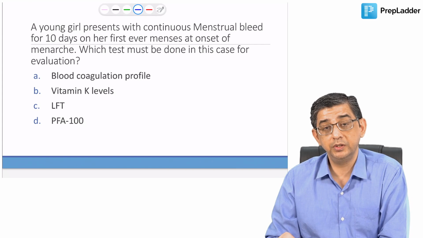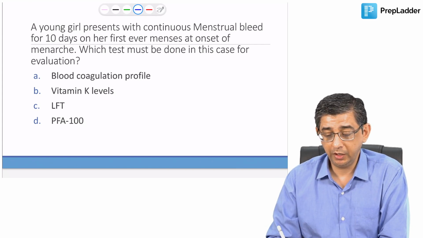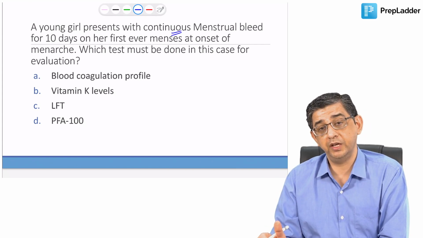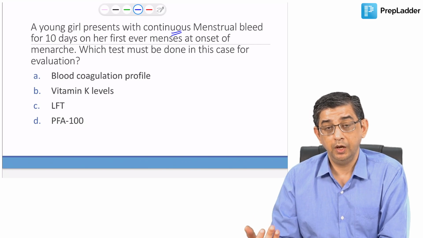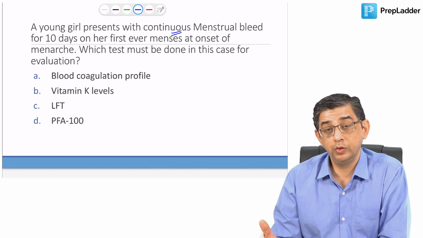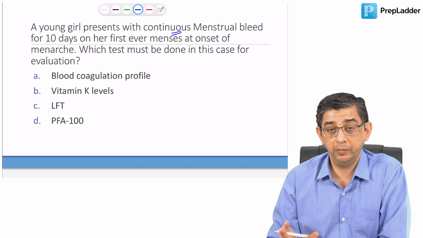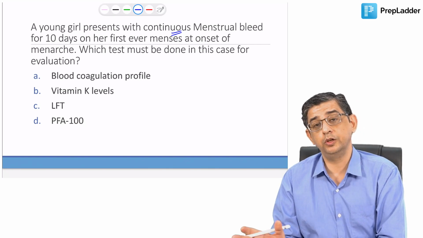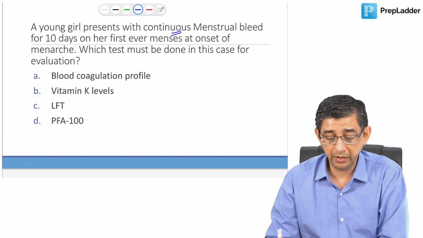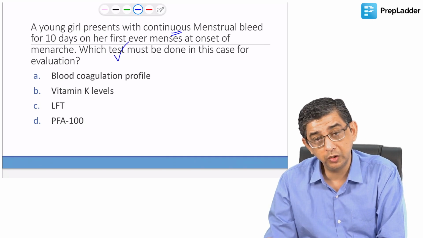The next question talks about this 10-year-old girl who's having continuous menstrual bleeding for 10 consecutive days after her first ever menses. Well, when the menstrual cycle starts, it could be irregular. At the same time, the bleeding can be excessive, but definitely 10 days is a little on the higher side. So the mother is worried and she's asking, doctor, any test you would like to do?